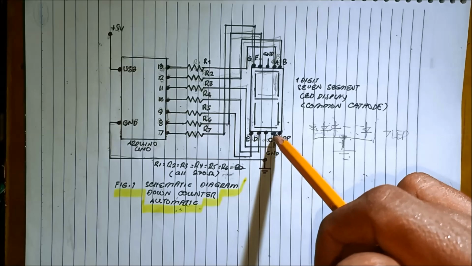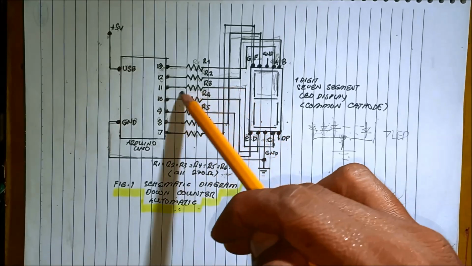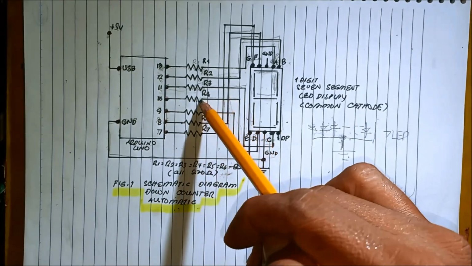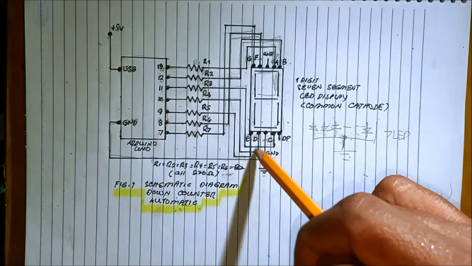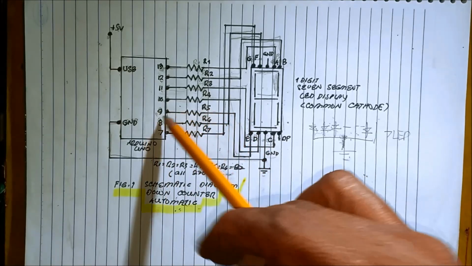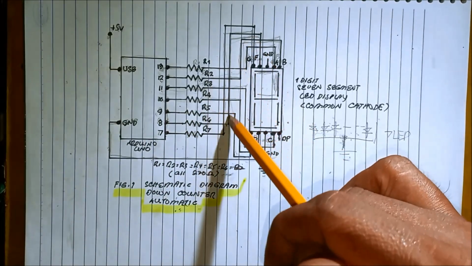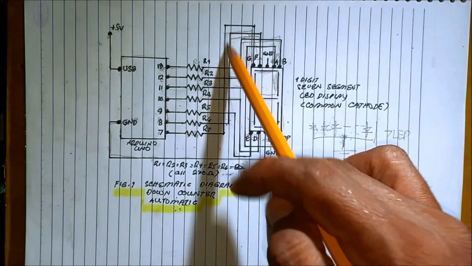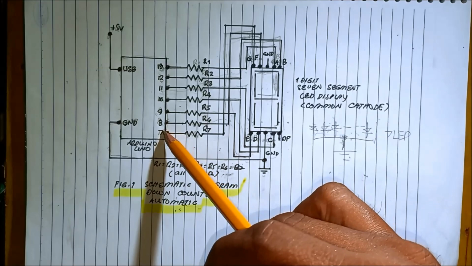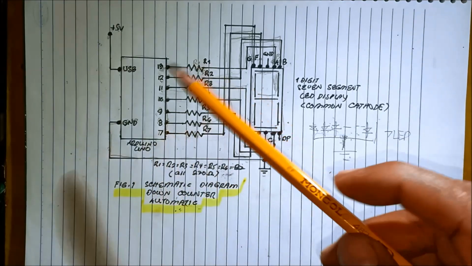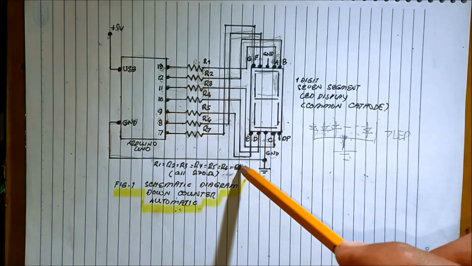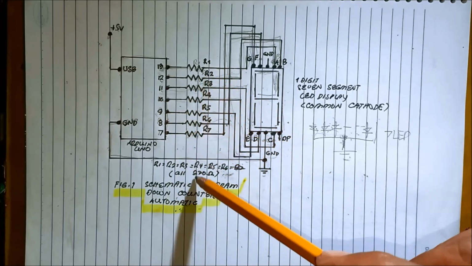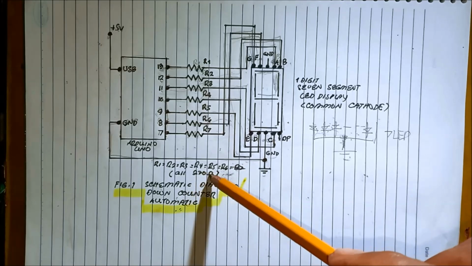C is here. This is the C. R3 to pin number 11. D, R4 to 10. E, R5 to 9. Then F, R6 to 8. G, R7 to 7. So each has a resistor with the value of 270 ohms. From R1 to R7, the value of the resistor is 270 ohms.